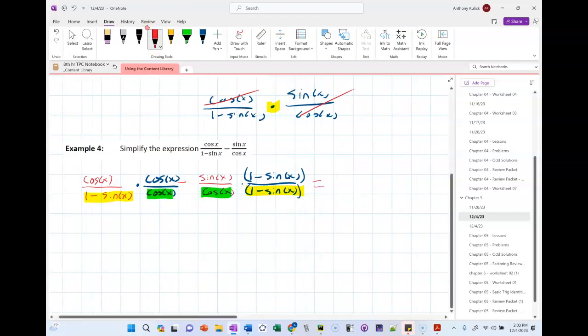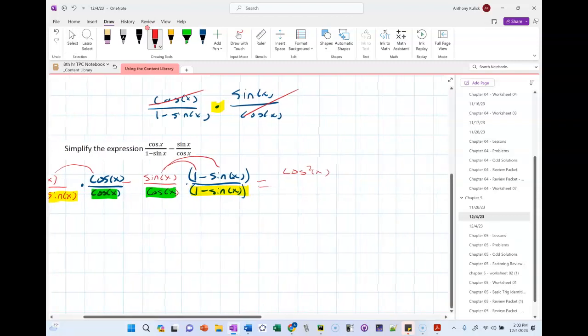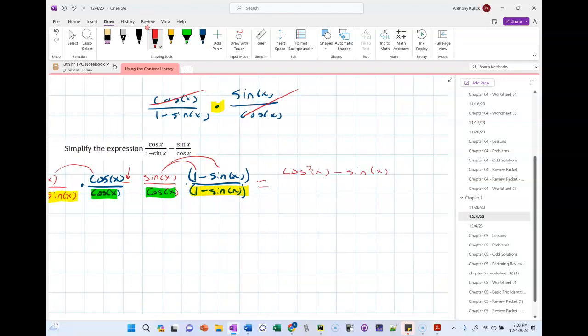So if I multiply the numerator out, cosine times cosine is cosine squared x, good. And then here we're going to have to distribute the sine x through. And don't forget there's a negative sign there. So negative sine x times 1 is negative sine x. And then negative sine x times negative sine x is positive sine squared x.